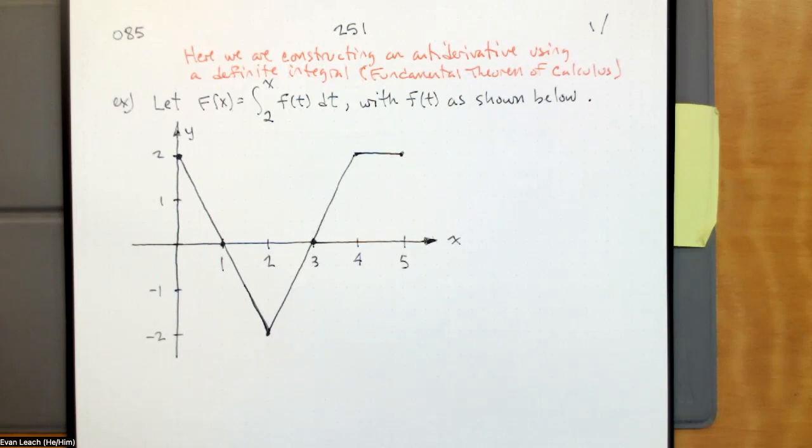So what that means is that the capital F function that I'm constructing is the antiderivative of the function shown in the graph. So what I mean is we're looking at capital F prime. If capital F is an antiderivative of little f, then the derivative of capital F is f.